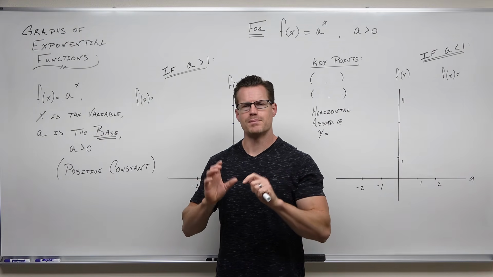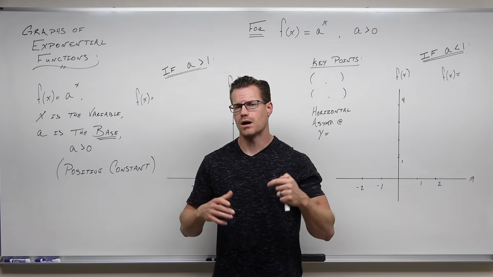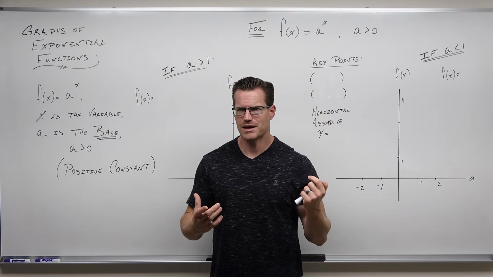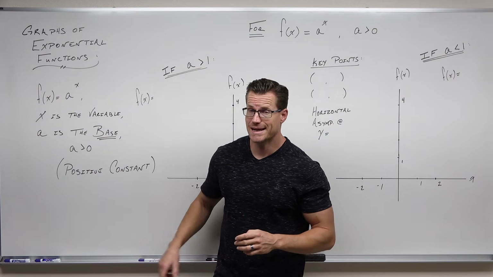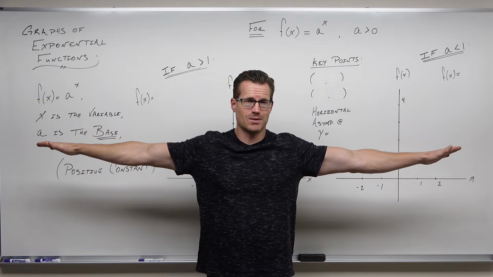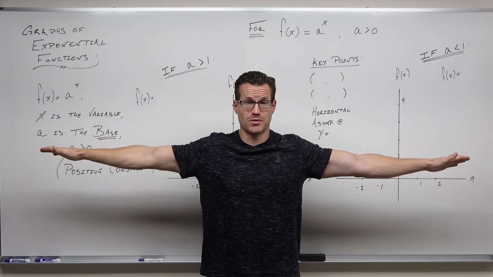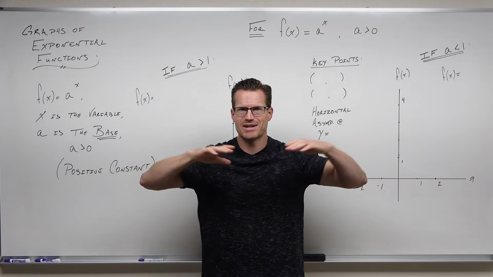Instead, we say, hey, our base is going to be positive. It's not going to be 1. Why? Why can't it be 1? Well, if you take 1 to any power, you're going to get 1. It's going to create this horizontal line at y equals 1, which would be great if that's all we were doing, say, oh yeah, every exponential is this.